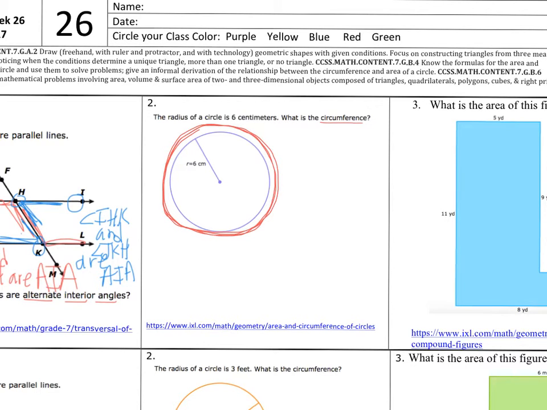But we're only given one piece of information, which is the radius, which is like half of maybe the side of a slice if we're thinking about a pizza. So it's asking us what's the circumference, so what's like the perimeter. Here's the equation. Circumference, or C, equals 2 pi r.